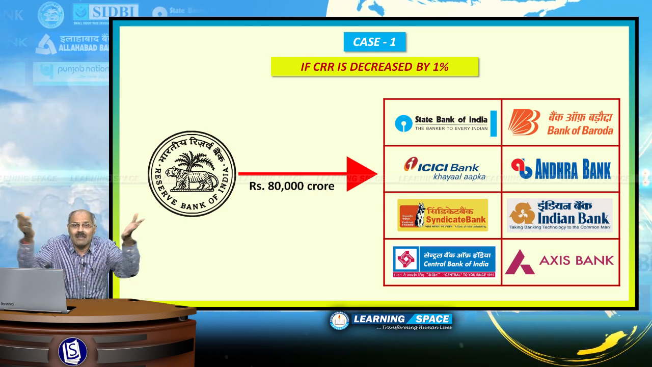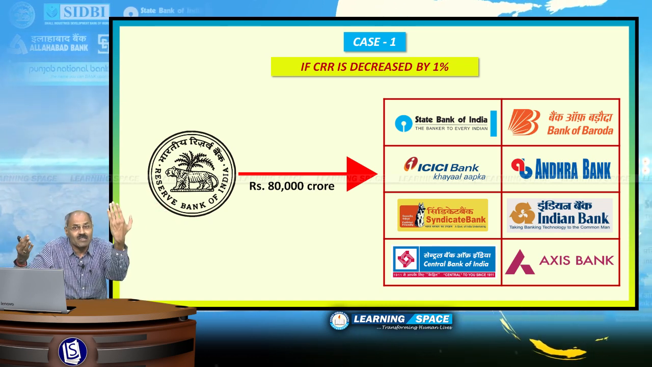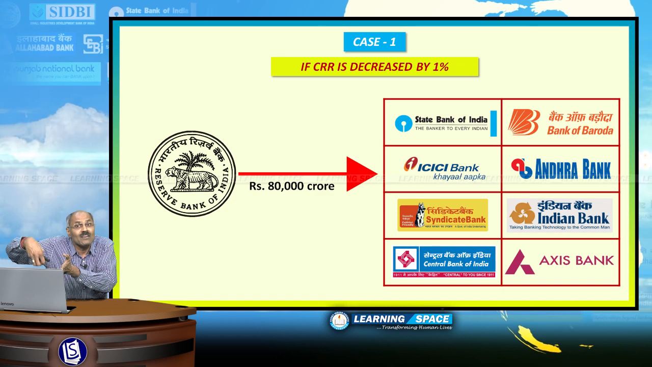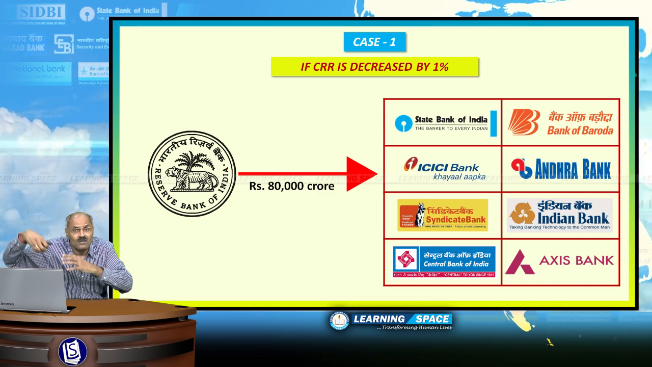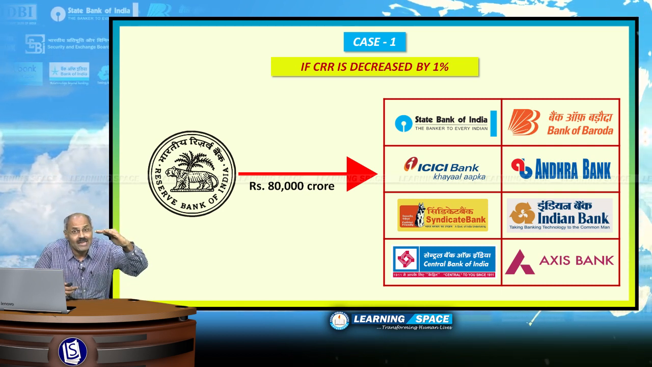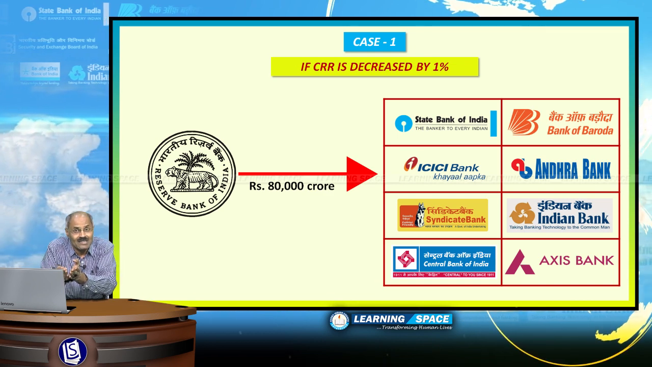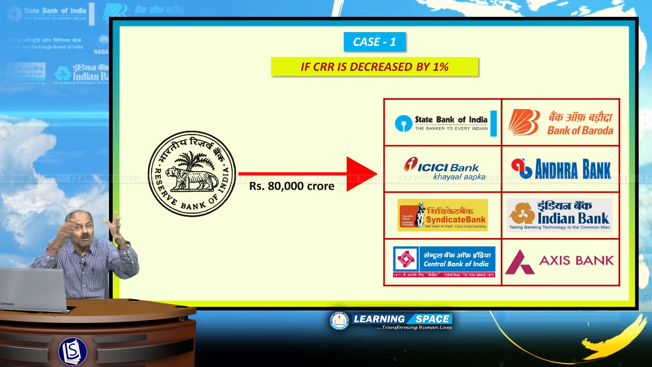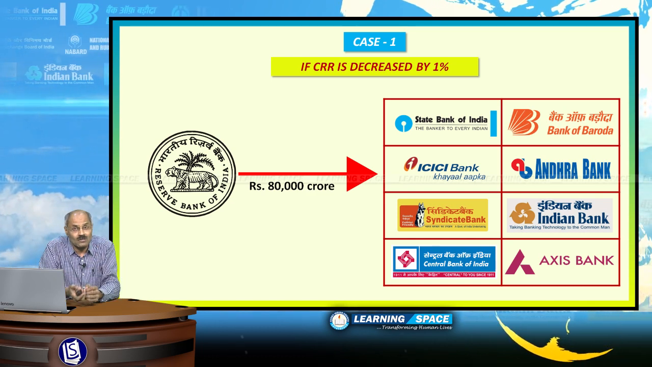which may lead to additional demand, which may lead to additional growth. But what will happen? Because of additional demand, demand pull inflation will be there. Because of inflation, the common man will suffer. That's why RBI has to strike a balance with regard to the circulation of money in the system. That means they have to strike a balance between inflation and growth.